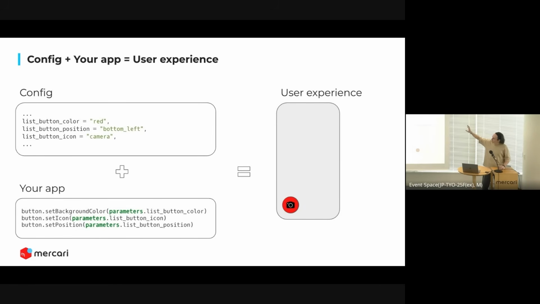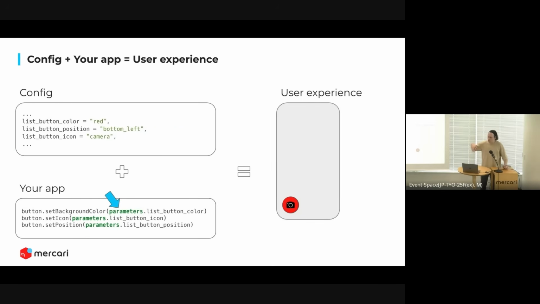So we have configuration, and there is your application, and together they define user experience. If you can see, the first thing is an illustration of what configuration is. Configuration is defined, as I said, in terms of parameters. It's just composed of parameters. And here the arrow points at the first parameter. The name is list button color, and it is assigned the value red. There is another parameter, list button position, and it says bottom left. And we have another parameter that says which icon to use.